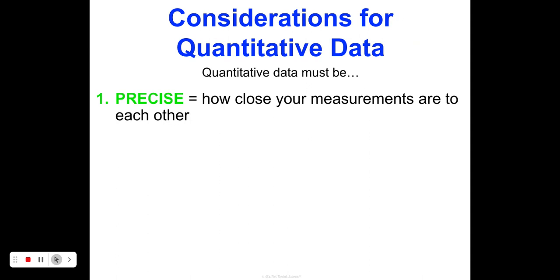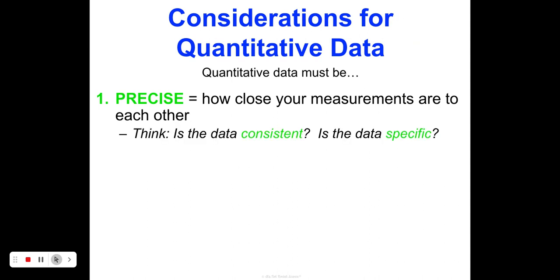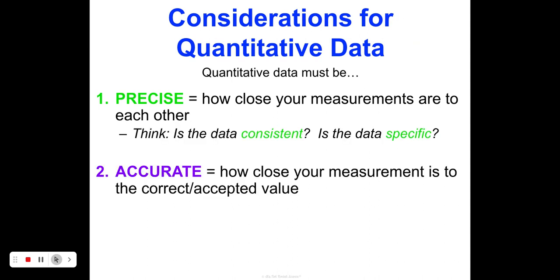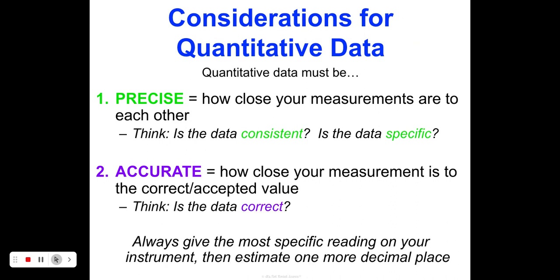When you are doing quantitative data, it has to be precise. Precision is how close your measurements are to each other. Even if your measuring tool is off, they should all be similar to each other if you do it more than once, because you're trying to be precise. Is it consistent? Accuracy is how close it is to the actual value. So if it's actually 100 milliliters, you should be measuring 100 milliliters every time. That's accuracy, and it's how correct your data is. Always try to get the most specific reading possible. Don't round up. If anything, you're guessing at the last decimal place, and we'll practice that in class.